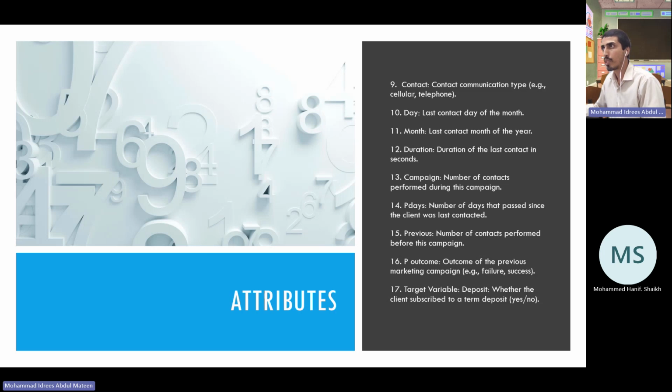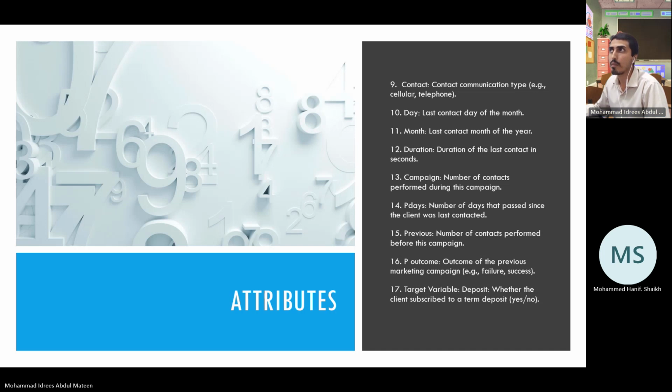The same way contact, and when the contact information was being engaged with the client, it was through cellular or telephone. And there are some other important terms which are pdays, previous, and poutcome. These are the attributes that will create a lot of confusion, because pdays is the number of days that passed since the client was last contacted. But previous is the number of contacts performed before this campaign. And poutcome is the outcome of the previous marketing campaign, whether it was a failure or success.